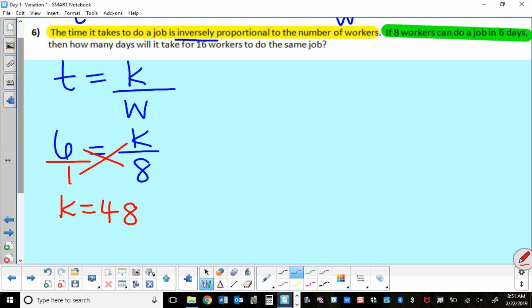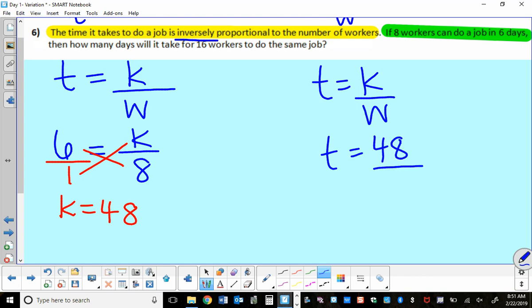Then how many days will it take for 16 workers to do the same job? Well, I'm going to rewrite my equation. T equals K divided by W. Okay, so the time, I don't know that yet. My K was 48. My workers, they have 16. So they want to know how long would it take for 16 workers to do the same job. What's 48 divided by 16? 3. So it would take 3 days.